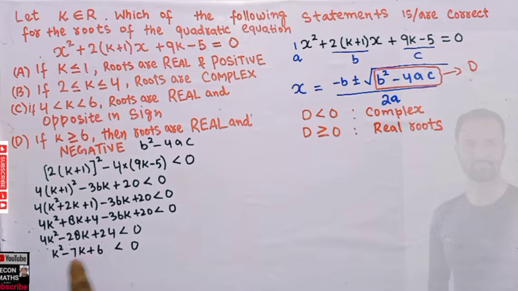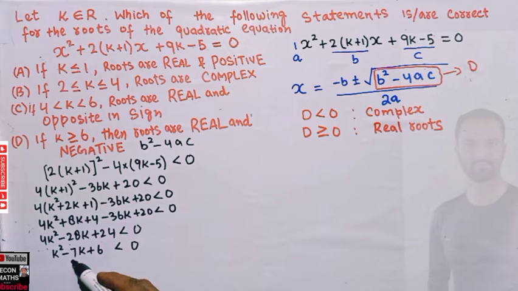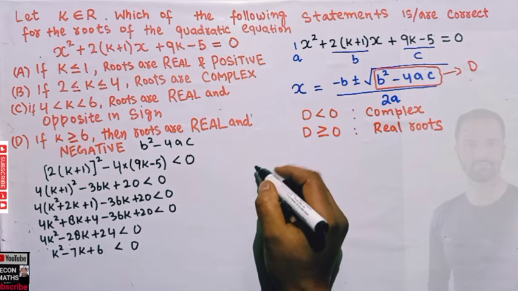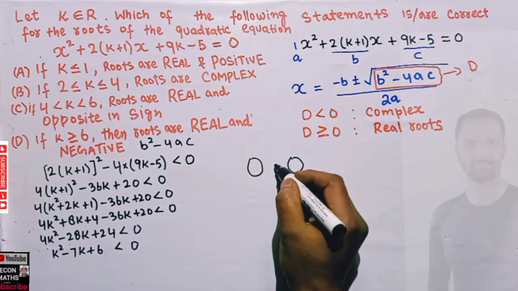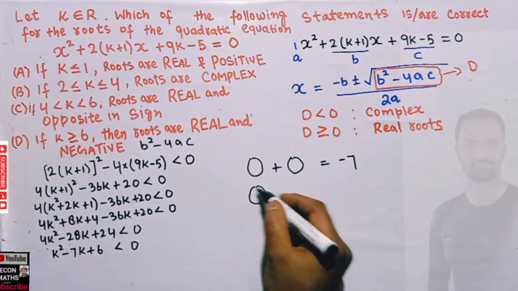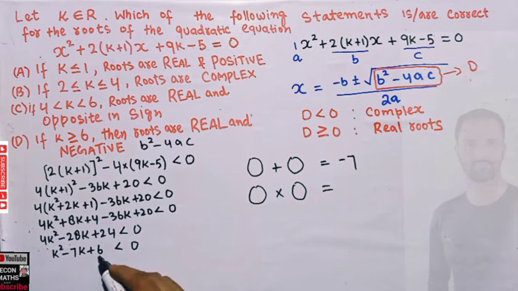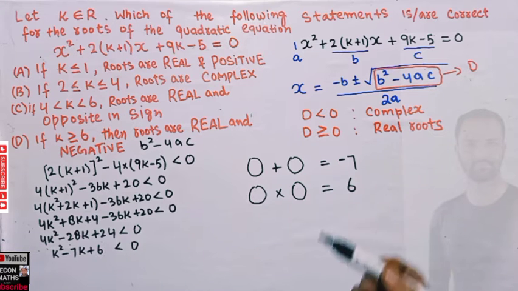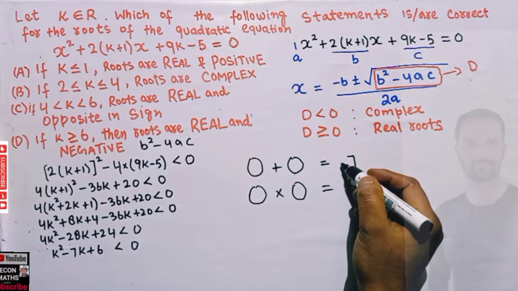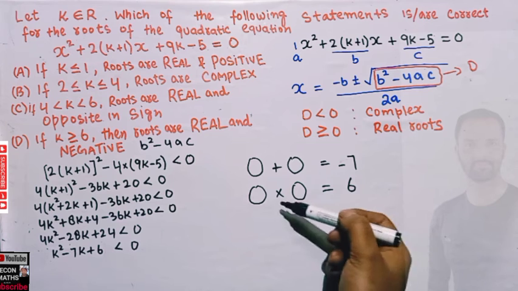Now for this thing to be less than 0, let me first factor this out. We will use the splitting middle term. What is our middle term? The coefficient of the middle term is -7. We should get two numbers such that their sum is equal to -7, and the same two numbers should give us the product equal to 6. Very simple, you can guess it. Two numbers such that their addition is -7 and their multiplication is 6.